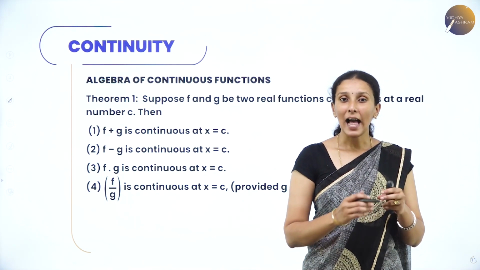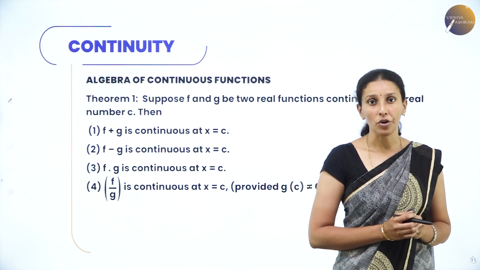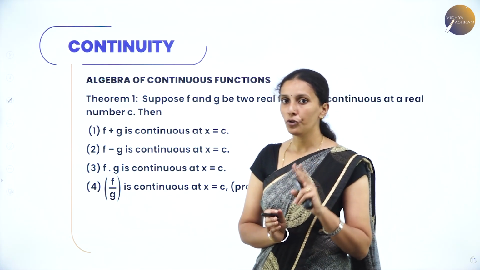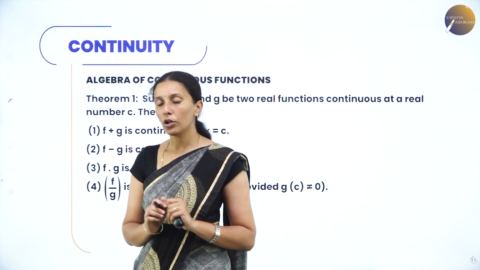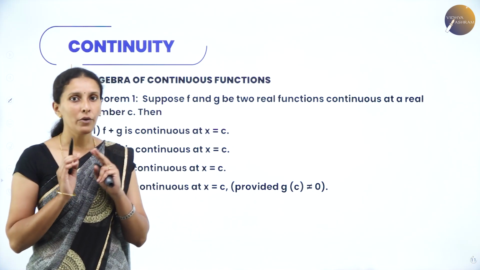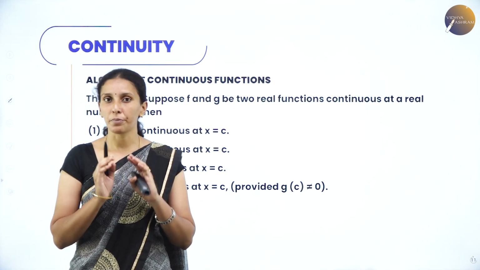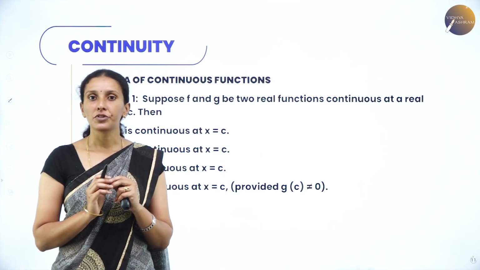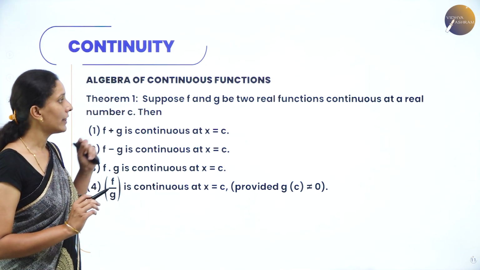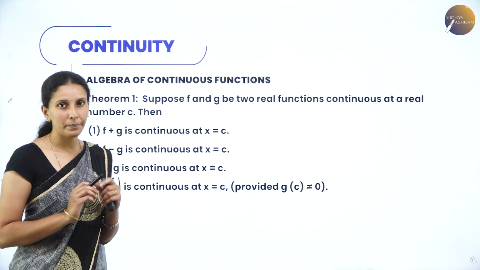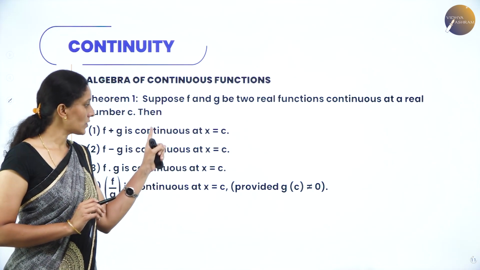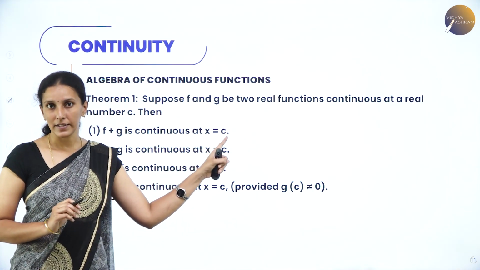The next topic is the algebra of continuous functions. What does the algebra of continuous functions say? Suppose we have two functions f and g, both continuous. Then what will be the sum, difference, product and quotient of these functions? Whenever two functions are continuous at the given point or in the given domain, then we say f plus g is also continuous at x is equal to c.